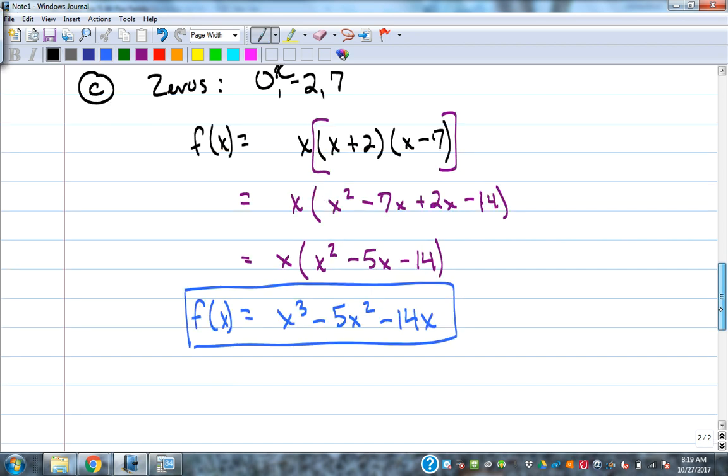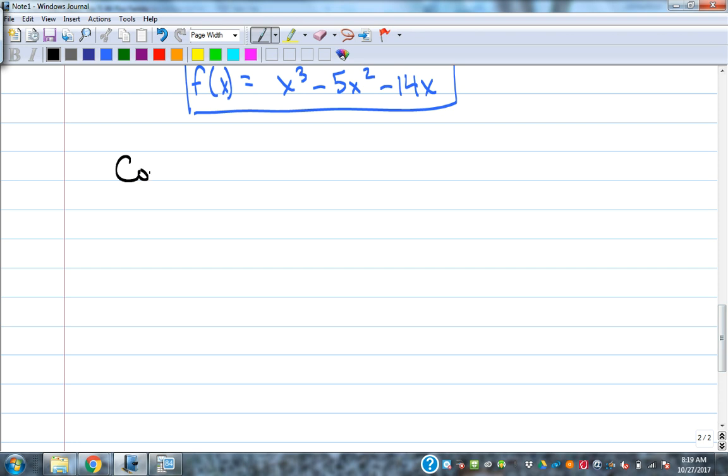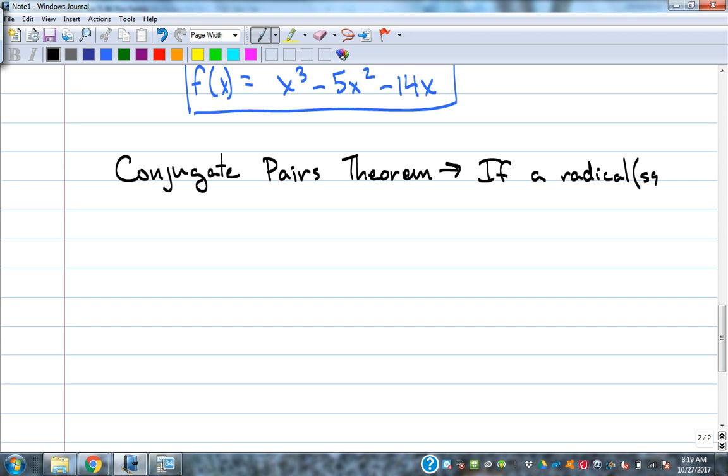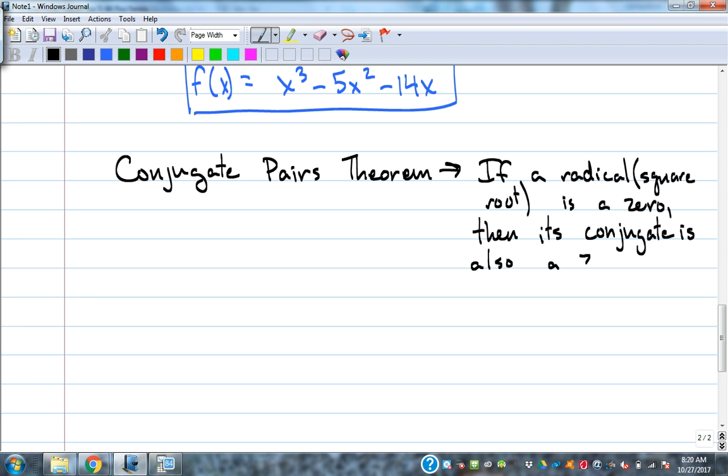Okay. All right. Where it starts getting a little bit sticky is when they start doing this thing with the conjugate pairs. The conjugate pairs theorem says if a radical, square root, is a 0, then its conjugate is also a 0. They come in pairs. The reason they come in pairs: square roots, what do we always put in front of square roots when we were using them to solve a quadratic? Plus or minus. Positive is one, the negative is the other one. That's the conjugate pair. So they always come in pairs.